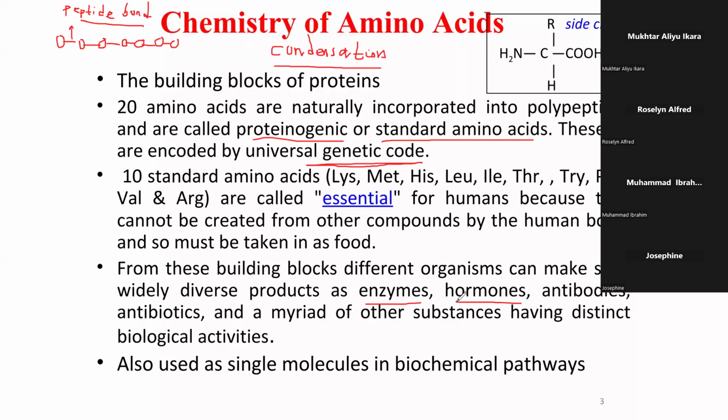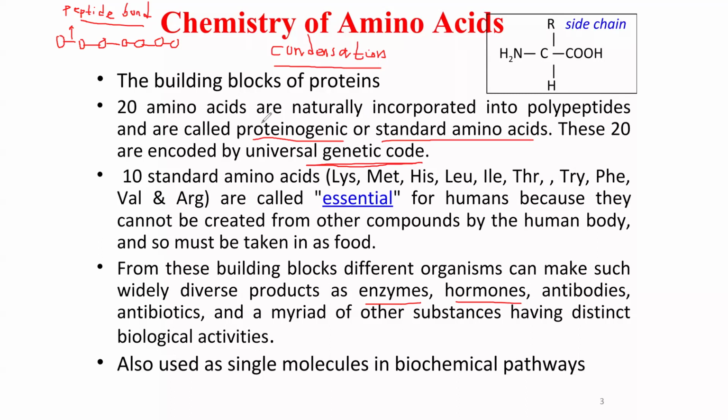Although we have different types of hormones, we have peptide hormones, we have protein hormones, and we have steroid hormones. Peptide hormones and protein hormones are hormones that are actually synthesized from amino acids. So we should understand that these amino acids are very, very important. And if you don't have them in the body, it means that there will be a problem.